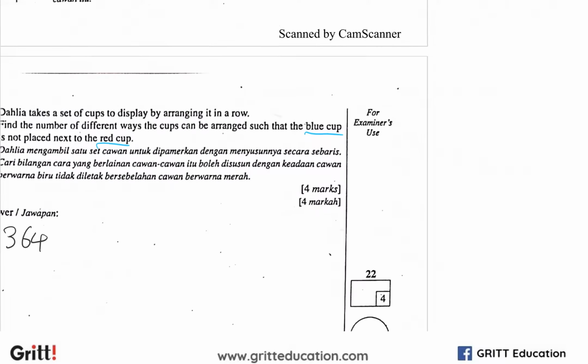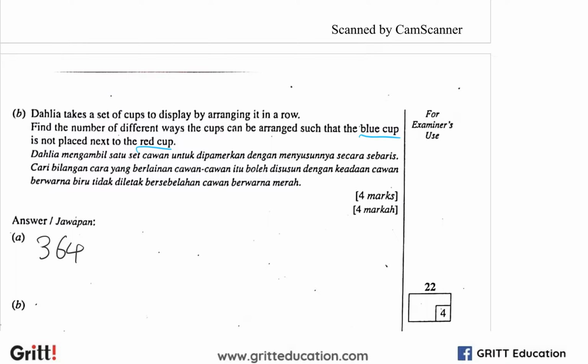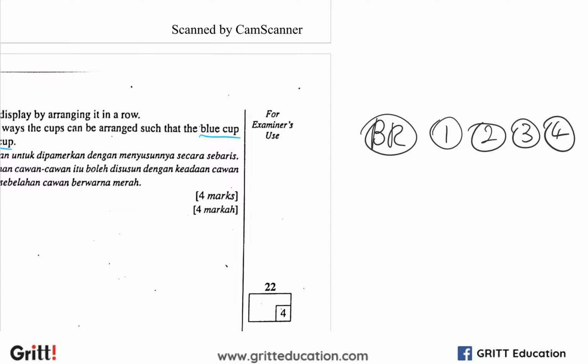Alright, so again, let's draw out how the situation might look. One way we can solve this problem is to consider the number of ways such that the blue and red cups are arranged together. The question is asking for when blue and red are not placed next to each other. So let's consider the possibility whereby blue and red are placed next to each other. In that case, we can write it this way. We can write blue red, and then 1, 2, 3, 4. So in total there will be 6 cups.